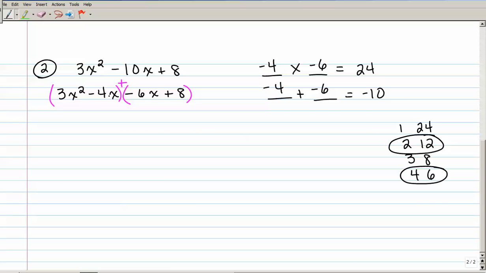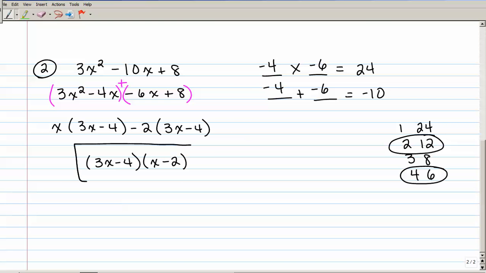Take a greatest common factor out of the first set of parentheses, which I think is an x, leaving 3x minus 4. Out of the second set of parentheses, let's take out a greatest common factor of 2, but since it starts with a negative, let's do a negative 2, and that's going to leave me with a 3x minus 4. So half of my answer is the repeated factor of 3x minus 4. The other binomial takes the x and the negative 2 and puts those together in parentheses. So the factored form of 3x squared minus 10x plus 8 is 3x minus 4 times the quantity x minus 2.